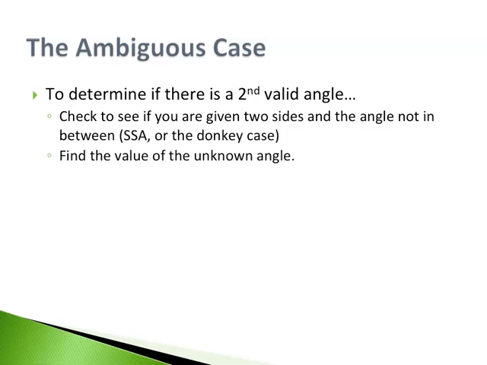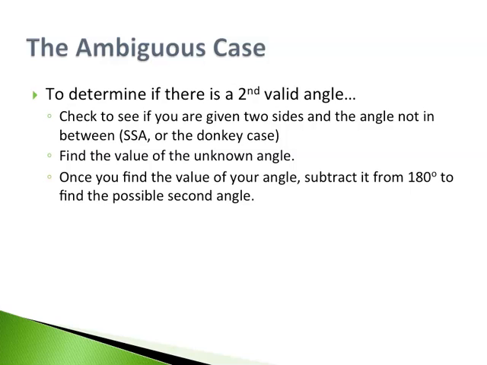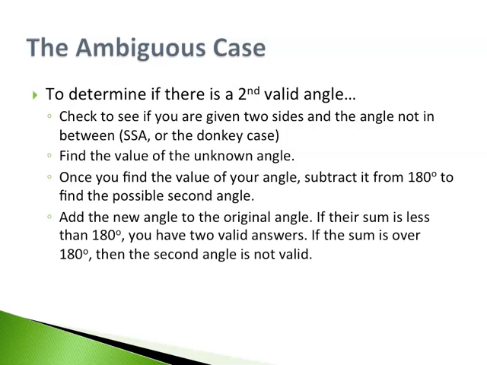Then, find the value of the unknown angle. Essentially, you're going to solve just like you would normally. Once you find the value of your angle, this is the part where you determine whether or not you have two different angle measures. You subtract the number you just found from 180 to find the possible second angle measure. Now, to determine whether that second angle measure actually works, you add that angle to the original angle measure that was given. If that sum is less than 180, then you have two valid answers. If the sum is over 180, then the second angle is not valid and you only have one possible triangle.